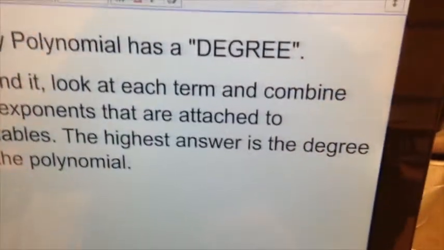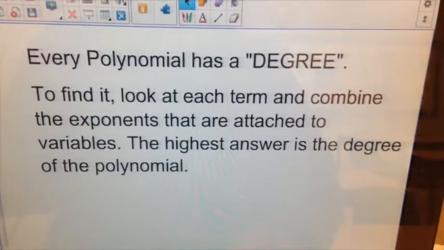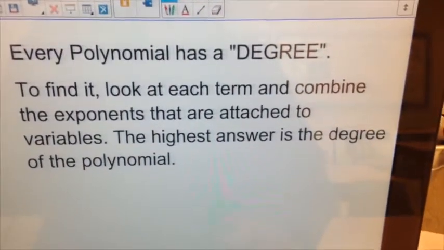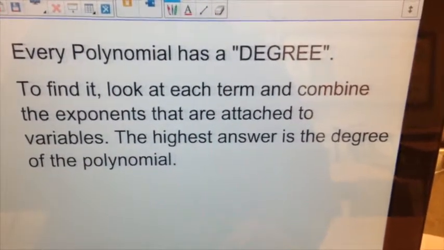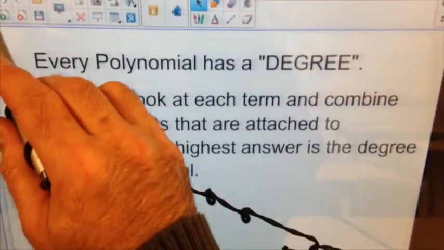So every polynomial has a degree. To find it, look at each term and combine the exponents that are attached to the variables. The highest answer is the degree of the polynomial. Okay, you might have to pause that and reread it, but here's how it goes.